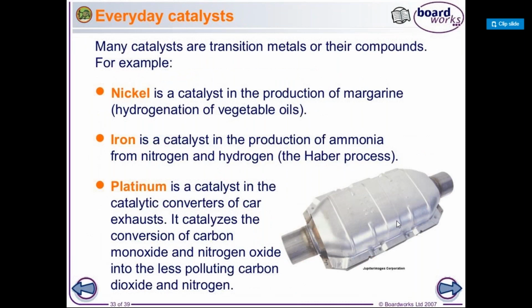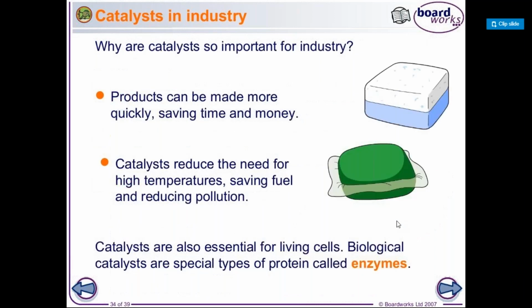Many catalysts are transition metals or their compounds. For example, nickel is a catalyst in the production of margarine, the hydrogenation of vegetable oils. Iron is a catalyst in the production of ammonia from nitrogen and hydrogen, which we call the Haber process. Platinum is a catalyst in the catalytic converters of car exhaust. It catalyzes the conversion of carbon monoxide and nitrogen oxide into the less polluting carbon dioxide and nitrogen, in which way we are protecting our Earth.